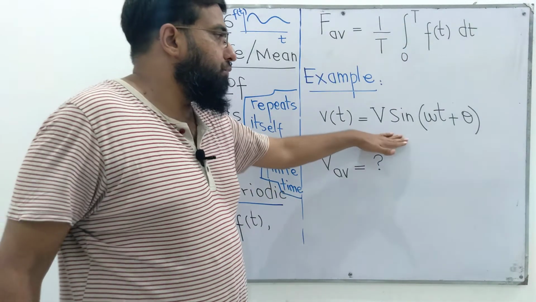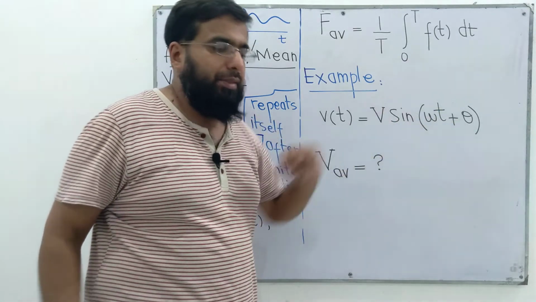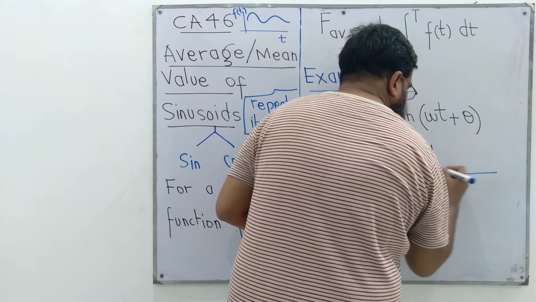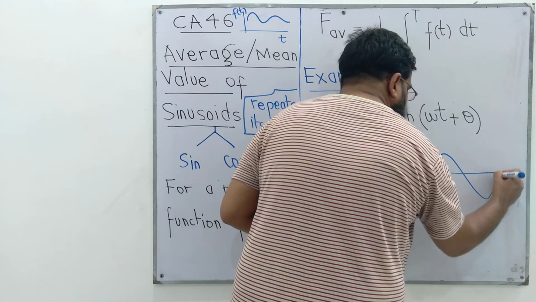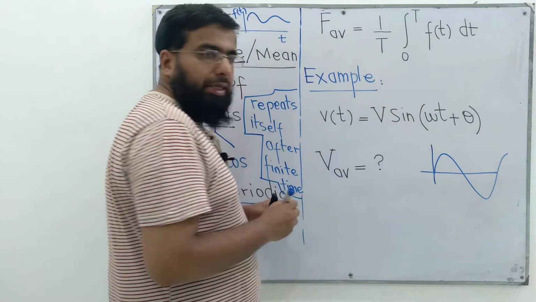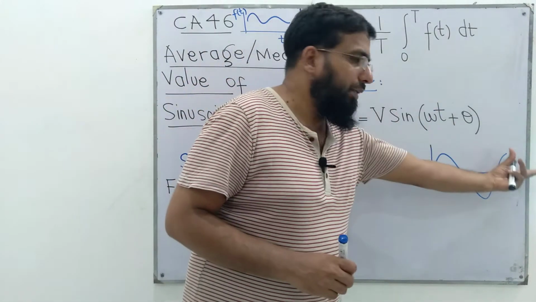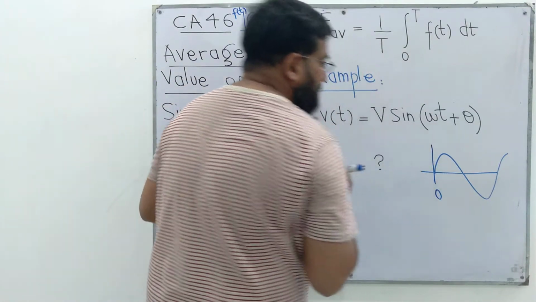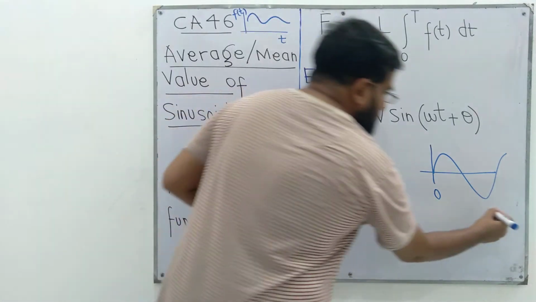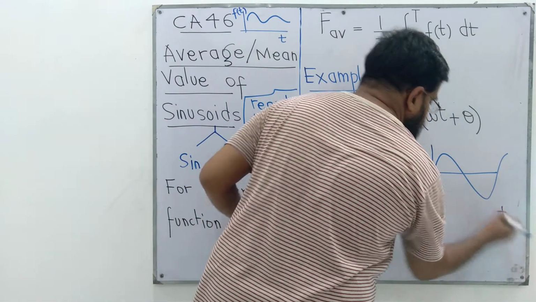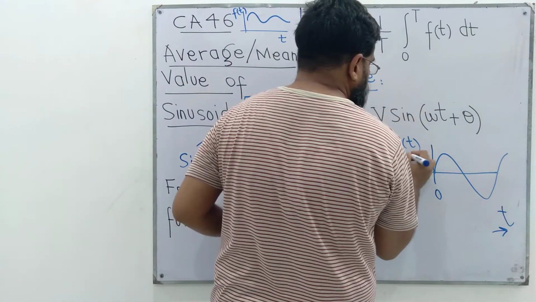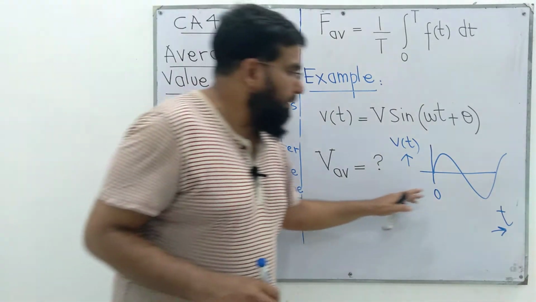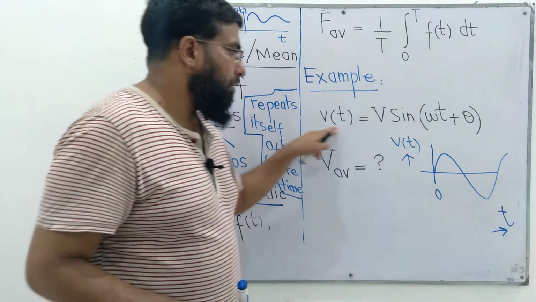V of t is V sine omega t plus theta. It's a signal. It's a sine wave that keeps on repeating itself from minus infinity till infinity. Let's start viewing it from time t is equal to 0. We have t here and this signal v of t plotted on y-axis. What is the time period of this signal?